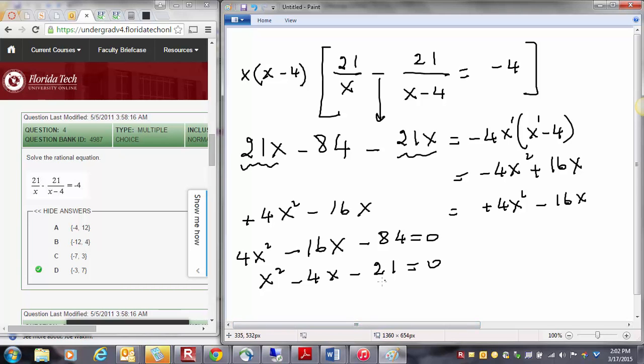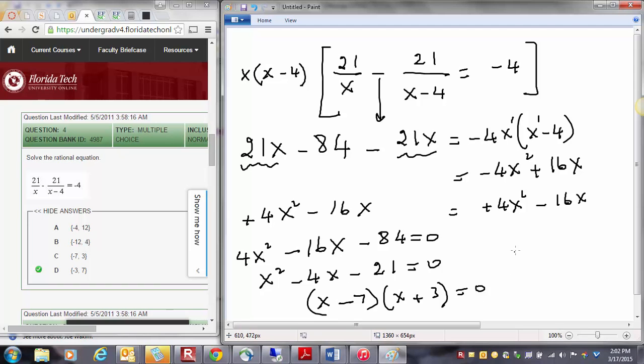Okay, the product is 21, the sum is 4: 7 and 3. So I just put 7, and I put 3. And I know that this is negative, so one of them must be negative. Since the middle term is negative, I have more negative. I have the negative 7 times 3, because negative 7 times plus 3 is negative 21. Negative 7 plus 3 is negative 4. So you want the product to be this number. You want the sum to be this number.